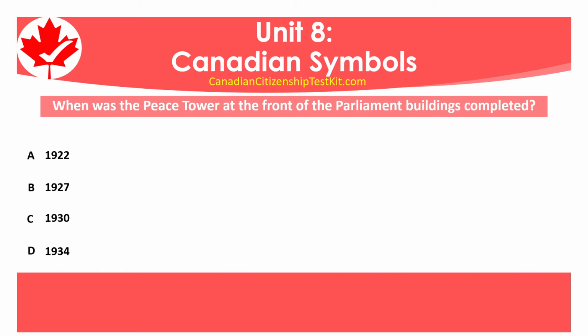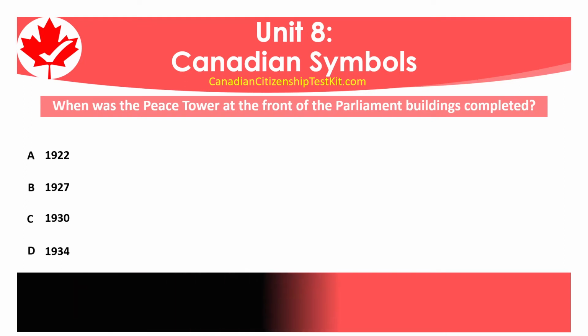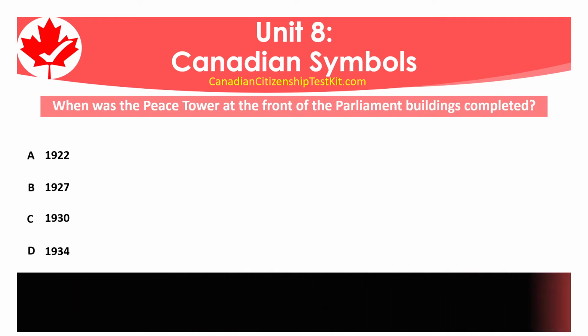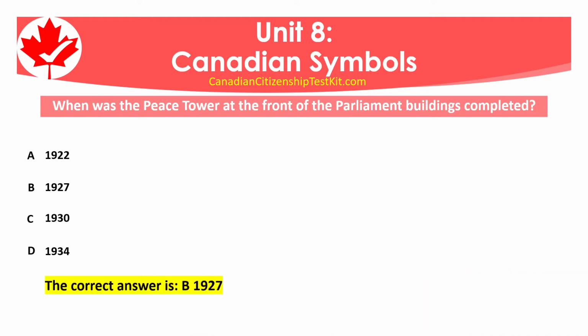When was the Peace Tower at the front of the Parliament buildings completed? A. 1922. B. 1927. C. 1930. D. 1934. The correct answer is B. 1927.